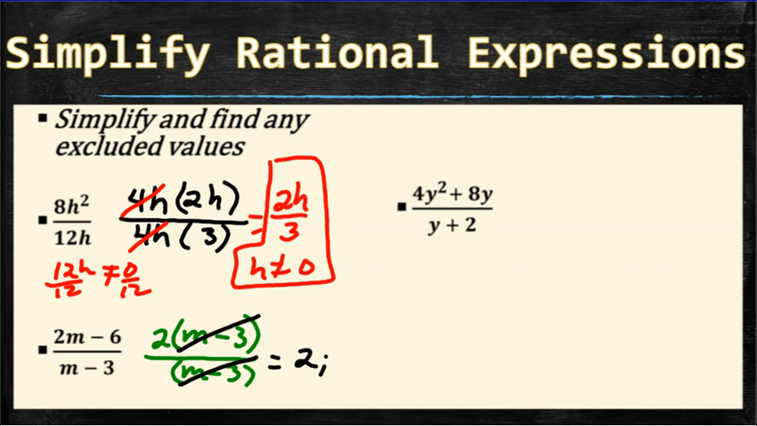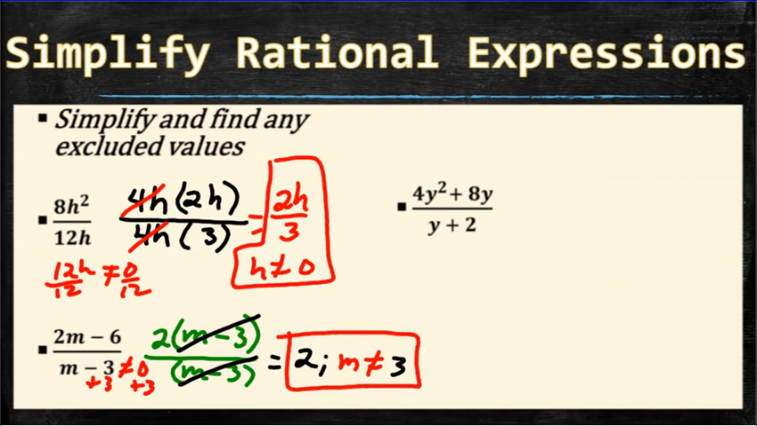But then I also have this cannot equal 0. So to get m by itself, I add 3. So m cannot equal a positive 3. So this would be our answer.